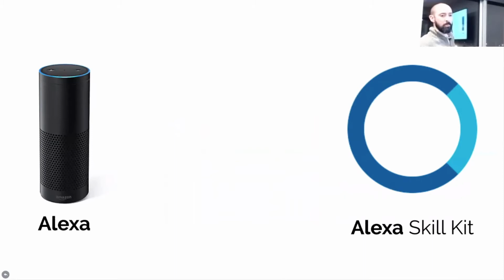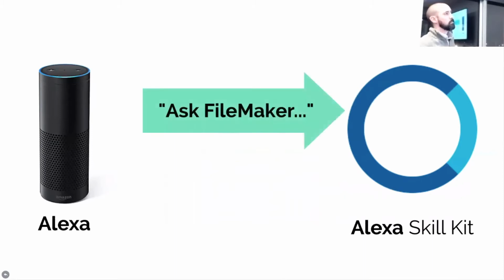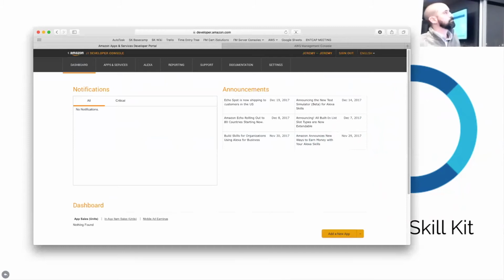So the first step that's happening here, obviously, is the Alexa talking to the skill kit. So let's dive into the skill kit.